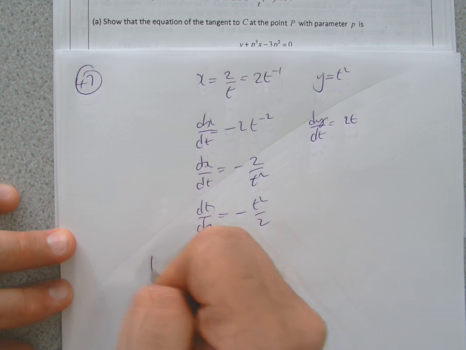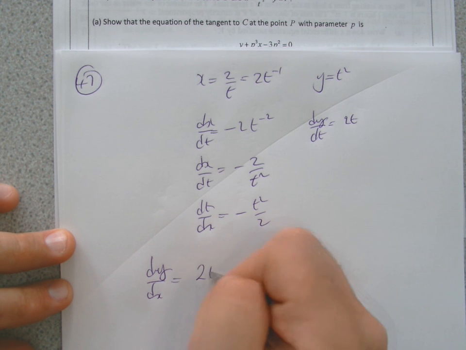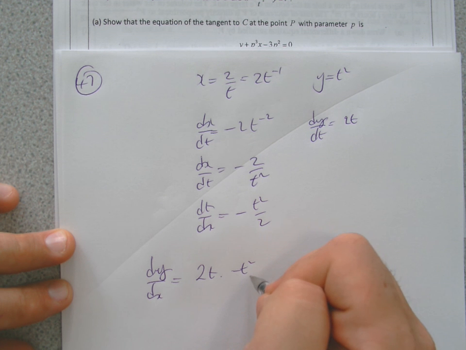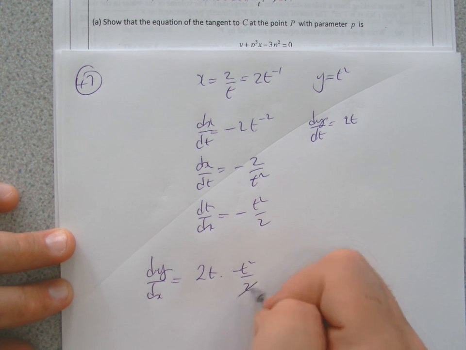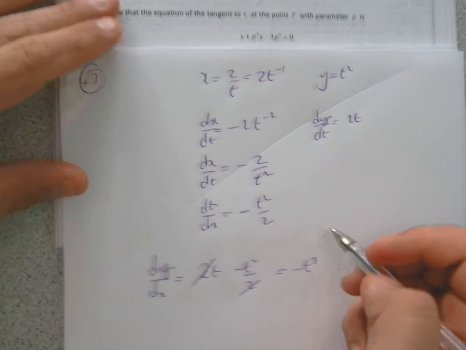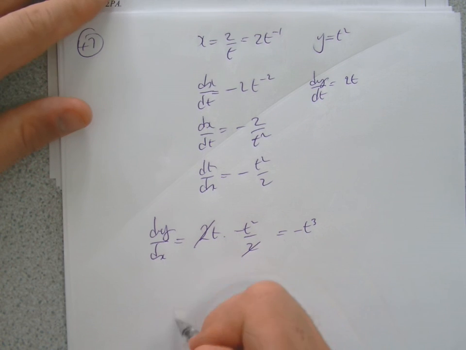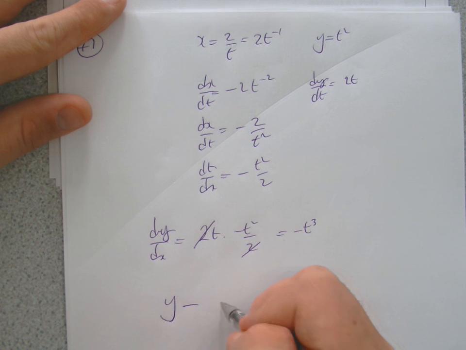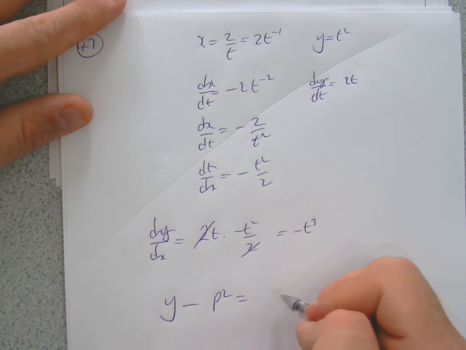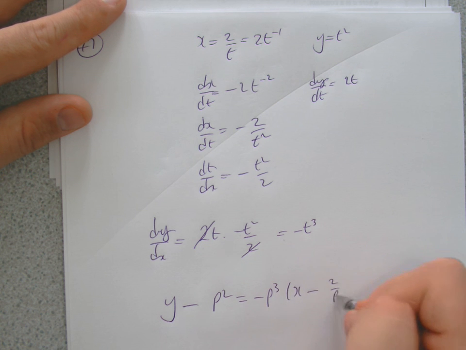So then when you do dy/dx, you do dy/dt times dt/dx. The 2's cancel, you get minus t cubed. So when it comes down to the gradient, that's the gradient when you put little p in, and it will be minus p cubed. So in the equation then, y minus p squared, you put little p in there. The gradient then is minus p cubed, x then minus 2 over little p.